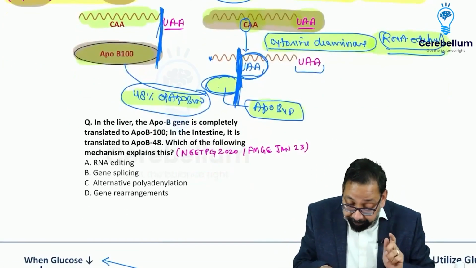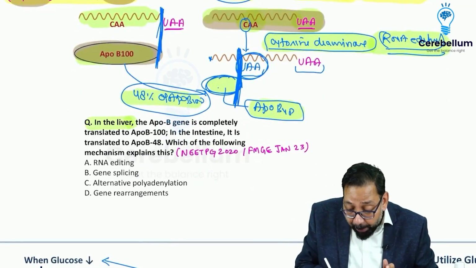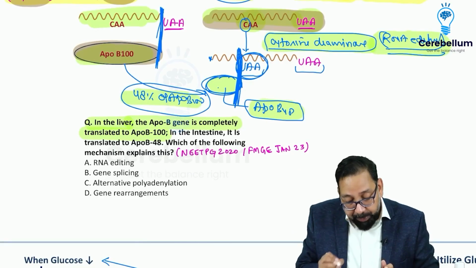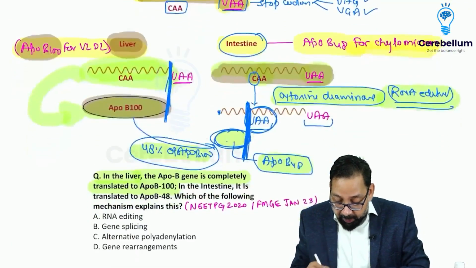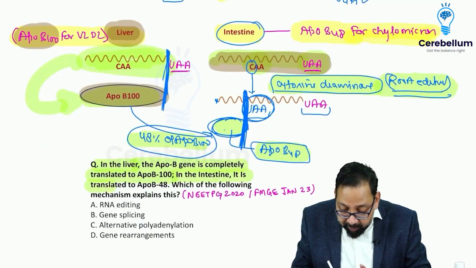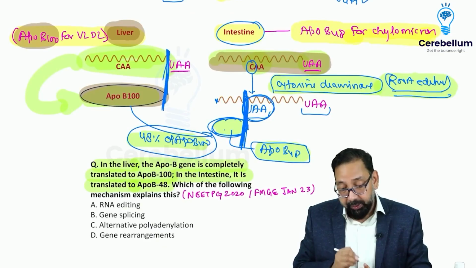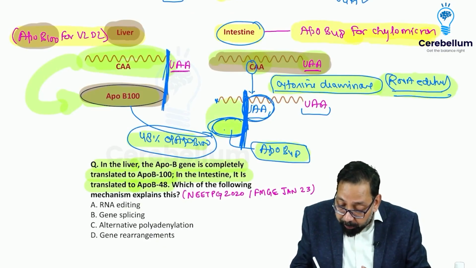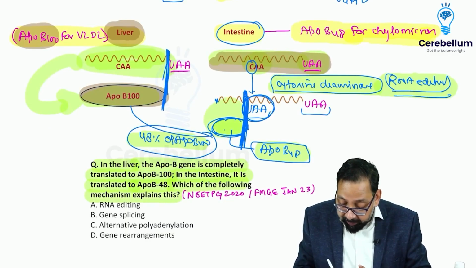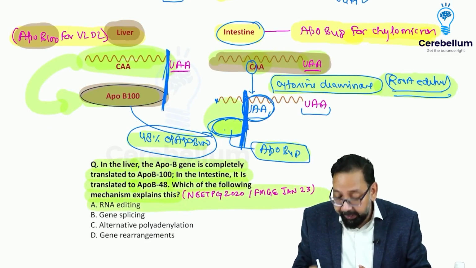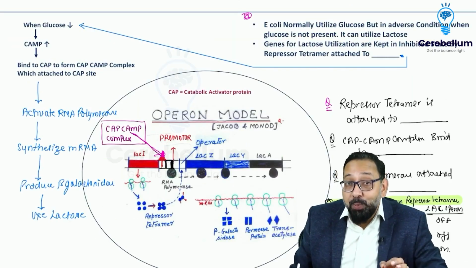Now a question. In the liver, the ApoB gene is completely translated to ApoB100. In intestine, it is translated to a smaller protein, ApoB48. Which of the following mechanisms explains this? Answer is RNA editing. Now we start the operon model.